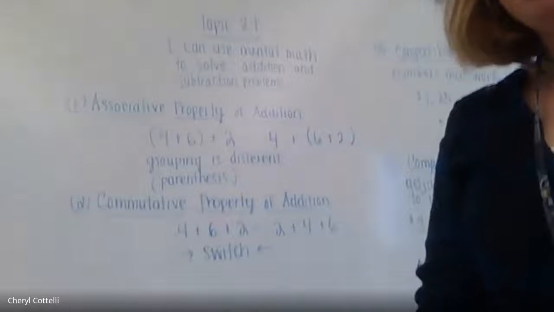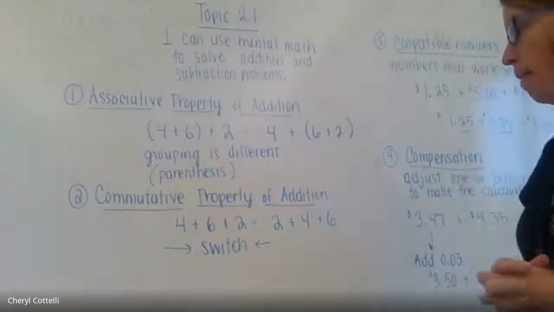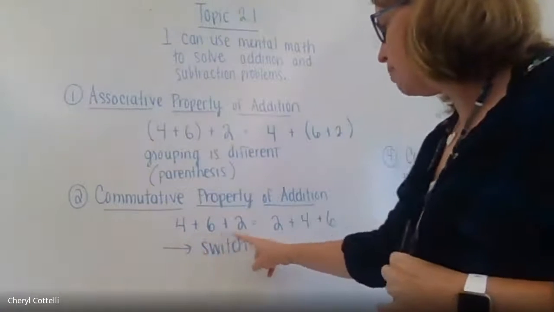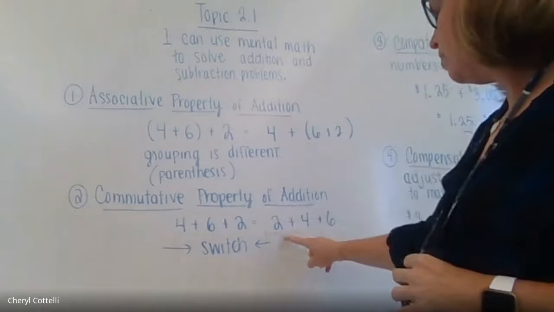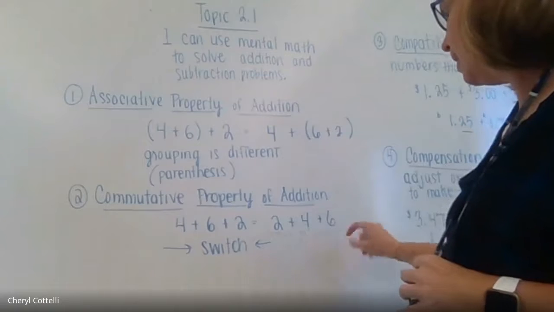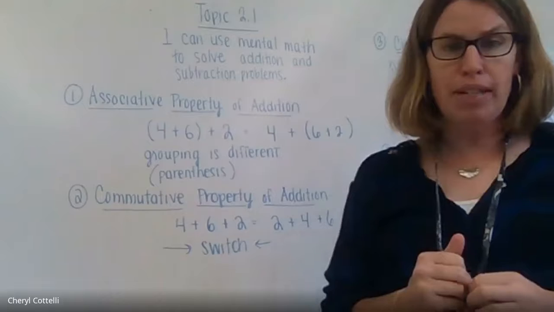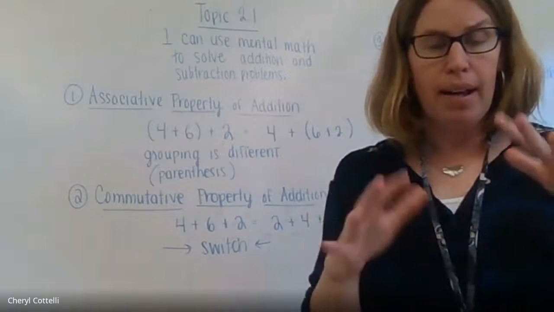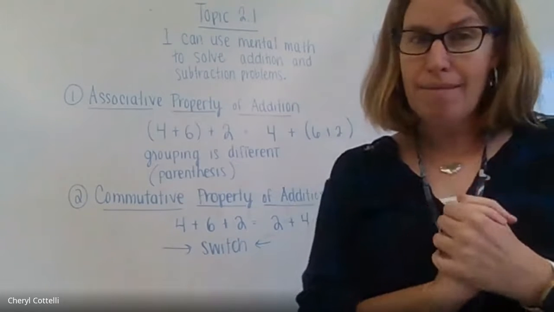Okay, then we have commutative. It's always a big word. Commutative property of addition. If you notice here, 4 plus 6 plus 2, which is 12, equals 2 plus 4 plus 6, which also equals 12. According to the commutative property, you can switch the numbers around in any order and you'll still get the same answer.